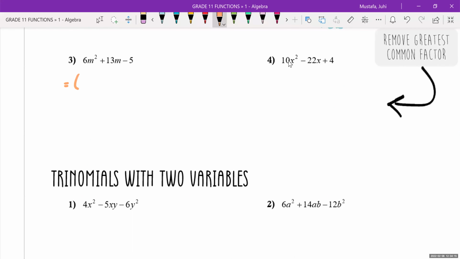Question number 3 is a little bit different because this time the first number is not a prime number. There are actually many possibilities. So I'm going to list all of the possible numbers for a 6. We can have a 1 and a 6 and a 3 and a 2. Again, I'm going to pick the pair of numbers that are closest together. So I'm going to pick the 3 and the 2. I'm going to put 3m here and 2m here. I'm not sure if it'll work. It's my educated guess.